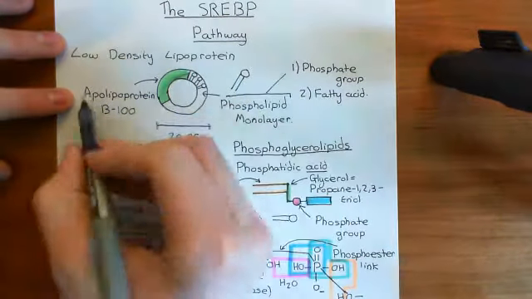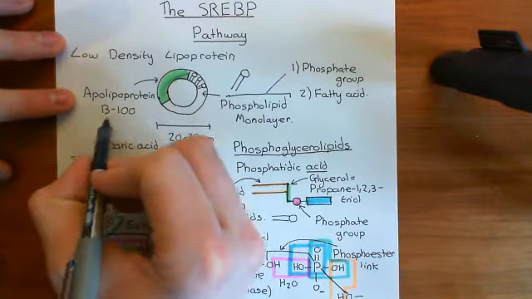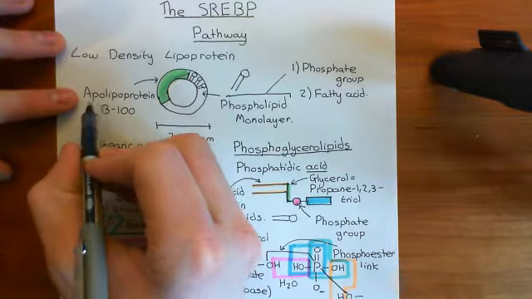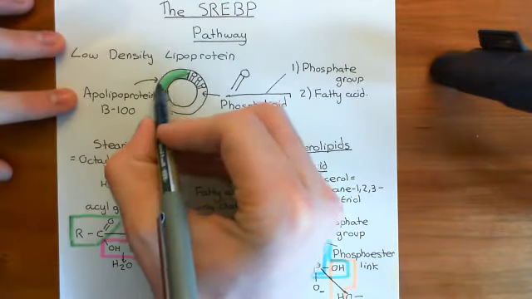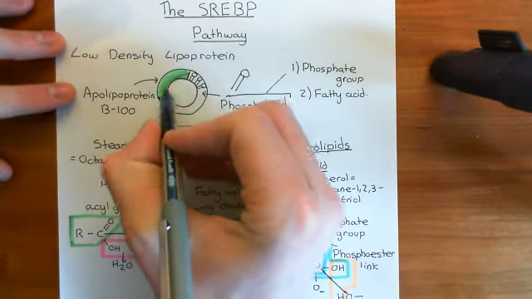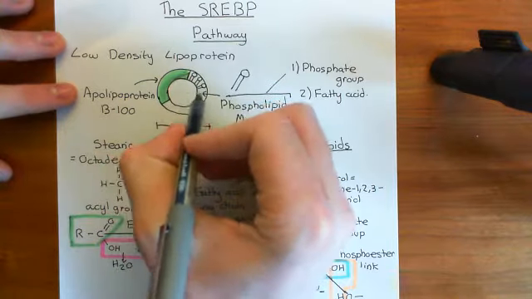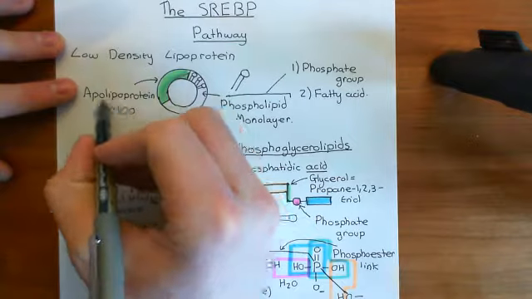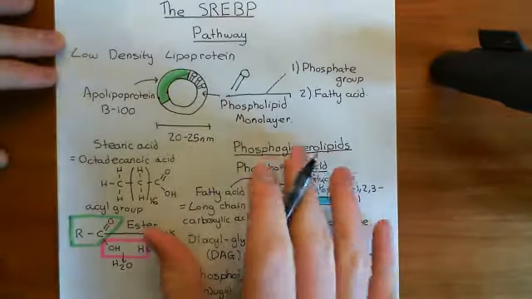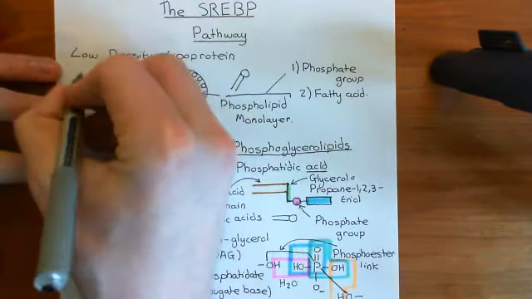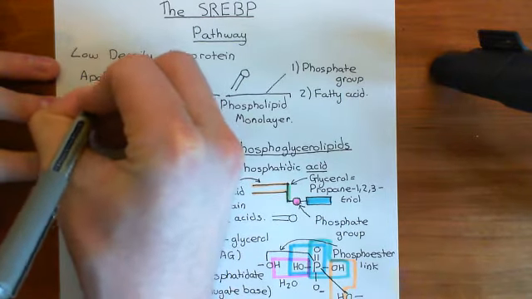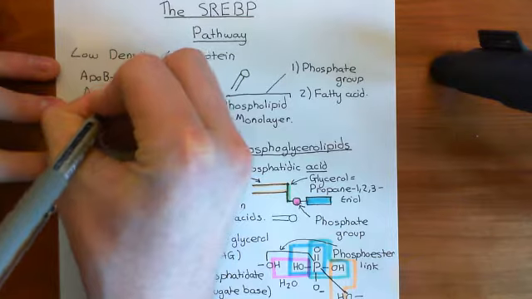Right, and the reason it's called apolipoprotein B100, the apo is to denote that this protein is the protein that you find within the lipoprotein without the lipid component. So it means the protein without the lipid component, basically. Apolipoprotein B100 is usually just denoted apo B100, like so.